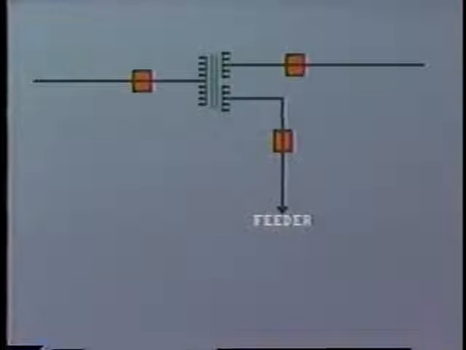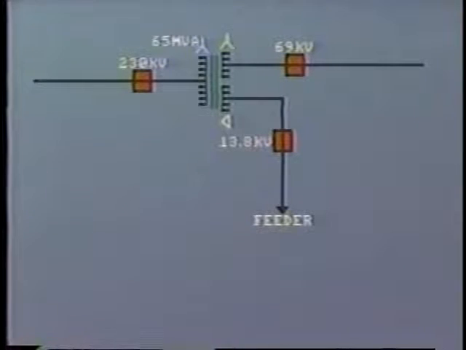Continuing our discussion of transformer protection, we'll now move along to look at a more complicated transformer connection. This is one with a tertiary winding. That is a Y-connected primary at 230 kV, a Y-connected secondary at 69 kV, and a delta-connected tertiary winding at 13.8 kV. The capacity of the respective windings are 65 MVA for the primary, 40 MVA for the secondary, and 25 MVA for the tertiary.